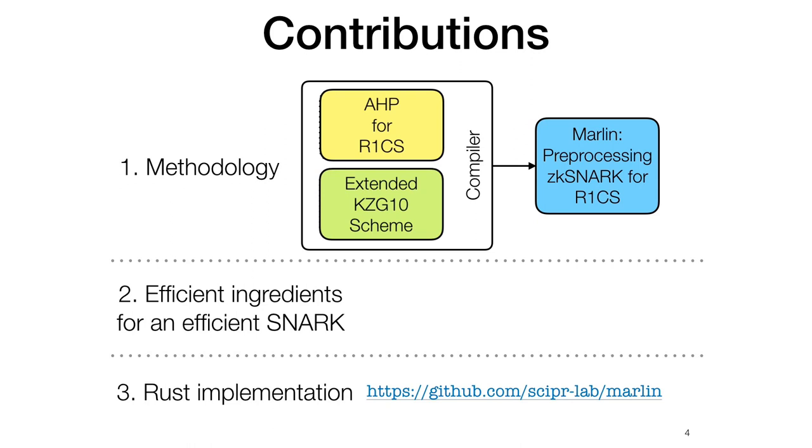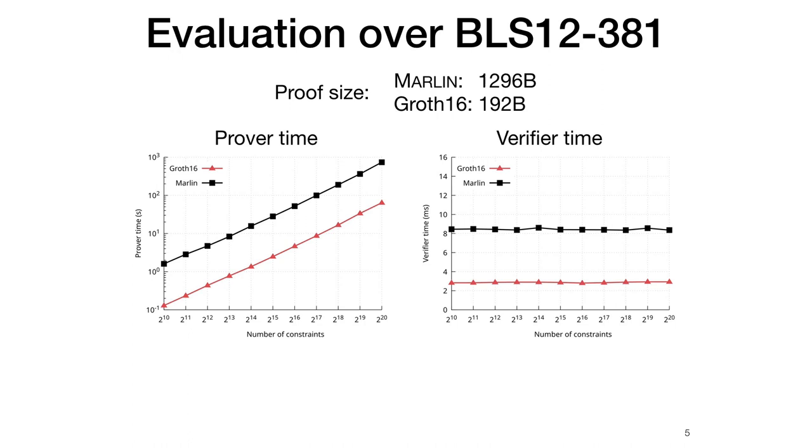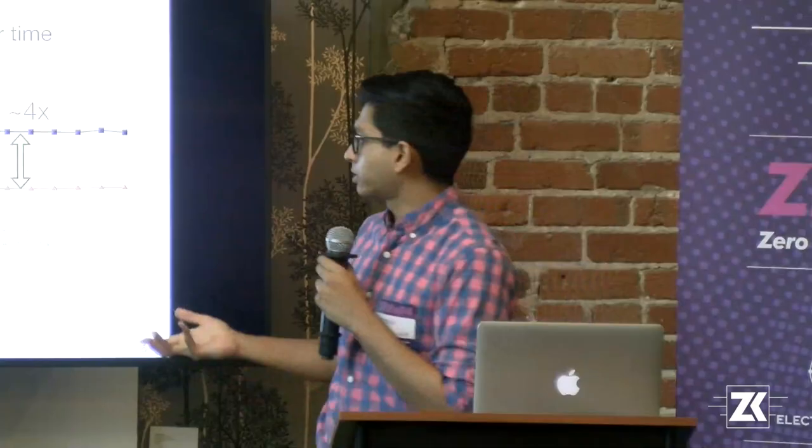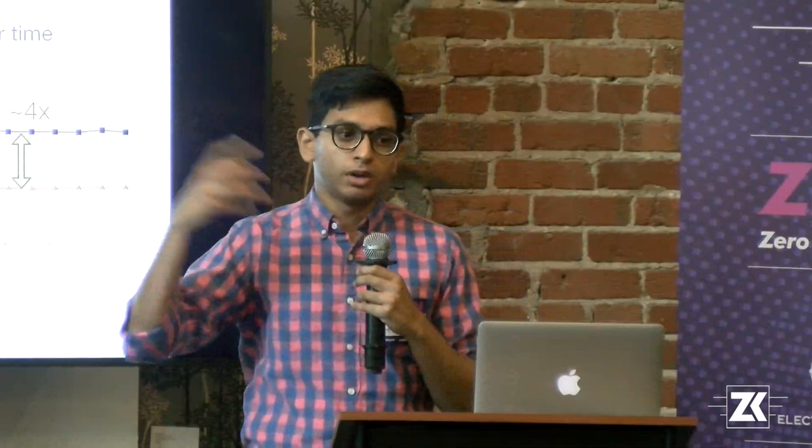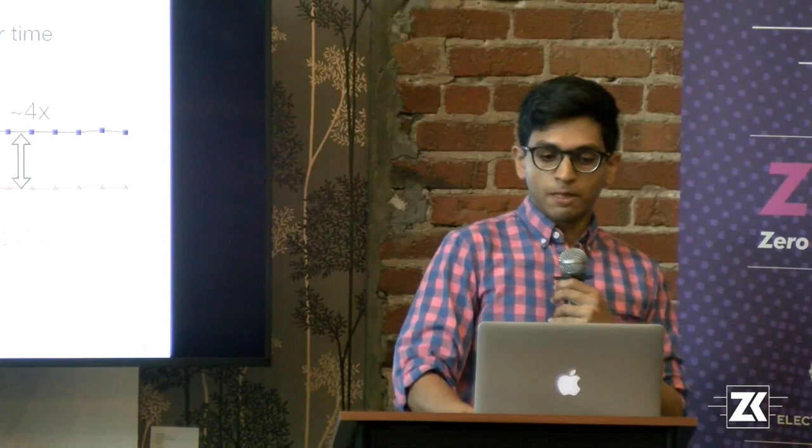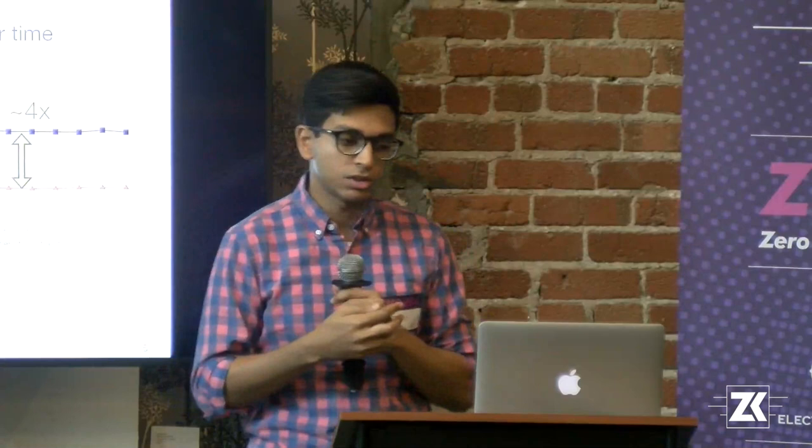We compared our Marlin implementation with the state-of-the-art circuit-specific non-universal preprocessing SNARK, which is Groth16. And what we found was that for the relevant parameters, like proof size, prover time, verify time, we're at most like an order of magnitude away from the state-of-the-art scheme. So proof size is like 6x or something, prover time is roughly 10x, verify time is like 4x off. And I think all of these numbers will only shrink as people optimize the two components, the commitment and the AHP.